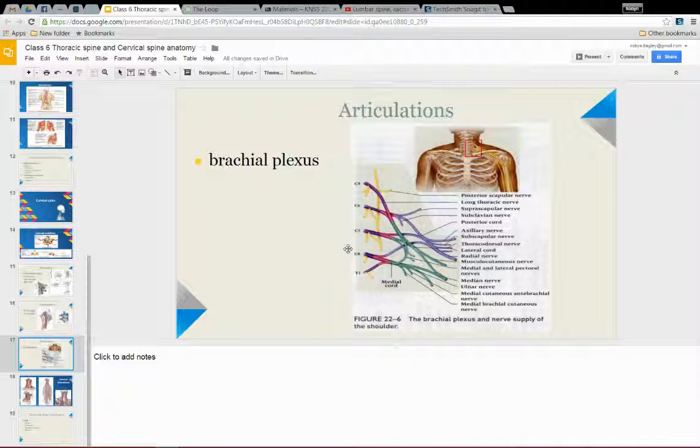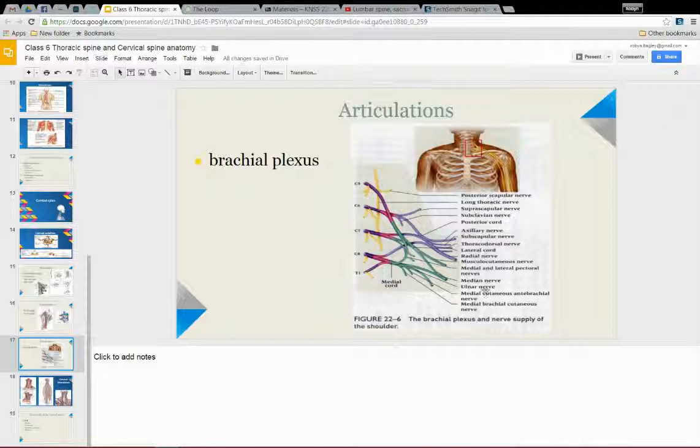Okay. We get into nerves. In the cervical spine, what we're going to be concerned about is the brachial plexus. So it occurs right here. The brachial plexus comes off the side of the neck. You have one going each way, and these supply the nerves to the arm.